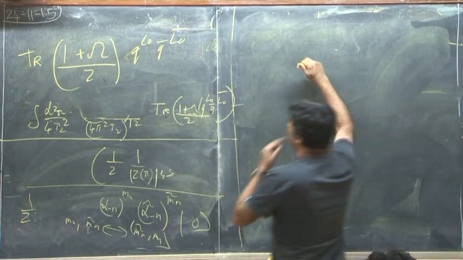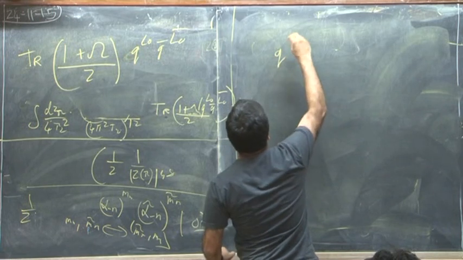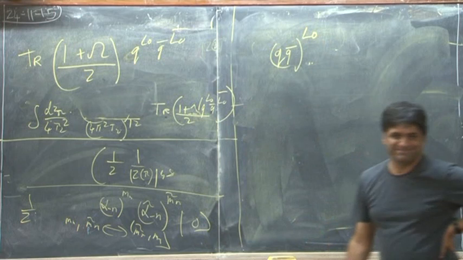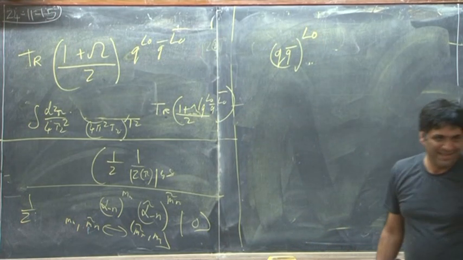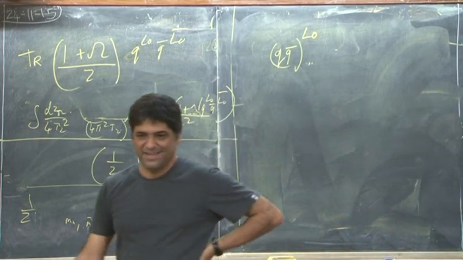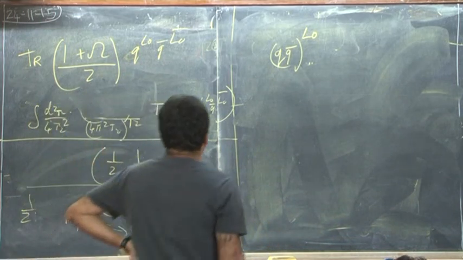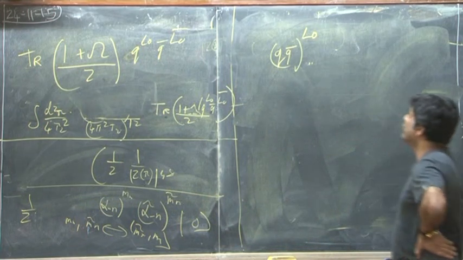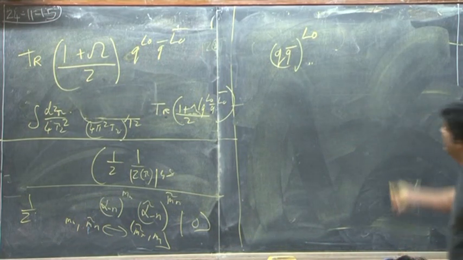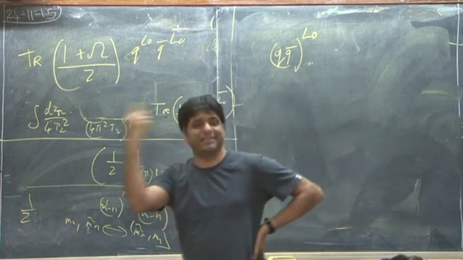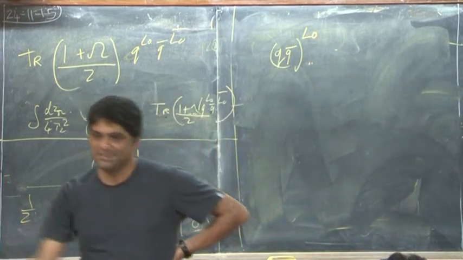And so what are we going to get? We're going to get q bar to the power L0. Okay? We're going to get q bar to the power L0. Now, this q bar to the power L0, where L0 is just the spectrum of either the left movers or the right movers.